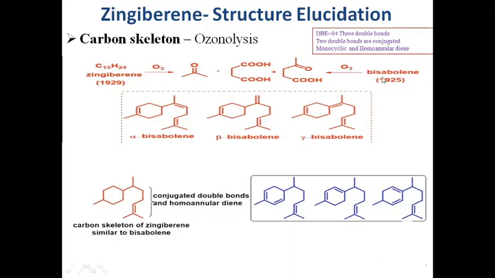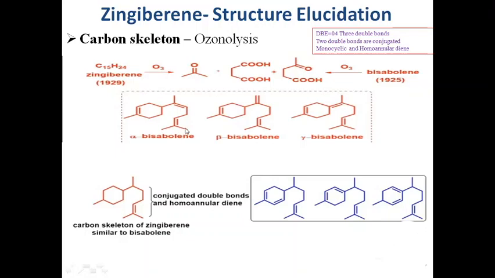The scientists already knew the structure of bisabolene, because it was determined in the year 1925, whereas the structure of zingiberine was established in the year 1929. As the ozonolysis products are the same in both compounds, the scientists reached the conclusion that the bisabolene skeletal structure is present in zingiberine.